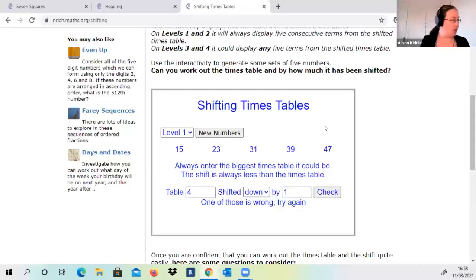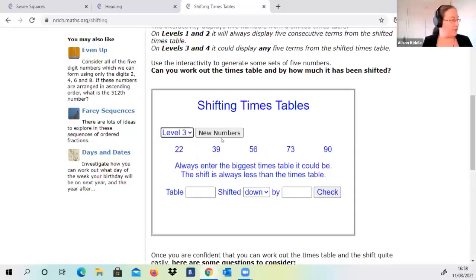Okay, so it's not marking that as correct because it says we should always enter the biggest times table that it could be. So although it could be the 4 times table, and it's just not showing us every entry in it, it wants us to go for the biggest possibility there. The reason that it becomes important is because in level 1 and level 2, it gives us just 5 consecutive terms from the sequence. So this would be the first 5 terms in a sequence.